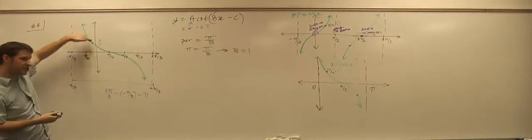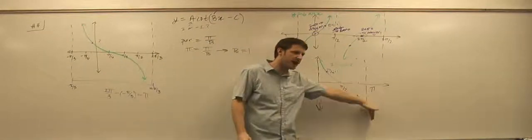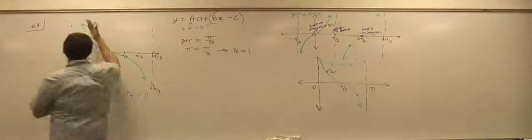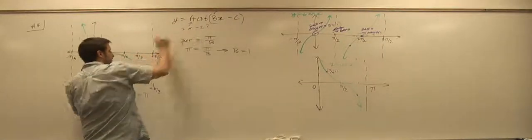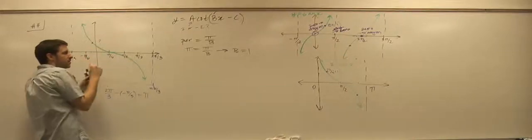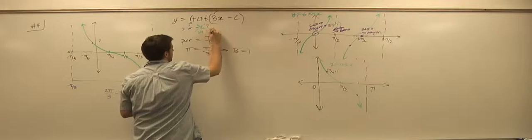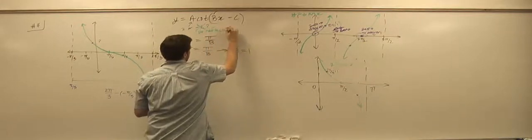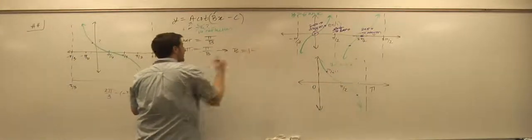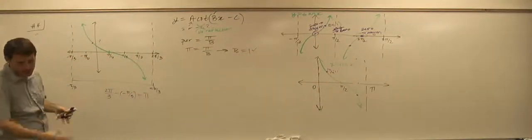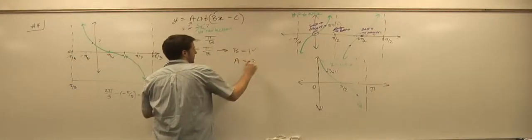Yeah, for cotangent, this is the usual shape of your cotangent graph. Cotangent usually goes down, and this is going down just like it should be. So I don't need a negative, which would reflect it and flip it back up. I don't have a reflection. B is 1 because my period is pi. A is 2 because really that's my only choice. You could look at the picture and deduce it, but it's a little easier this way.